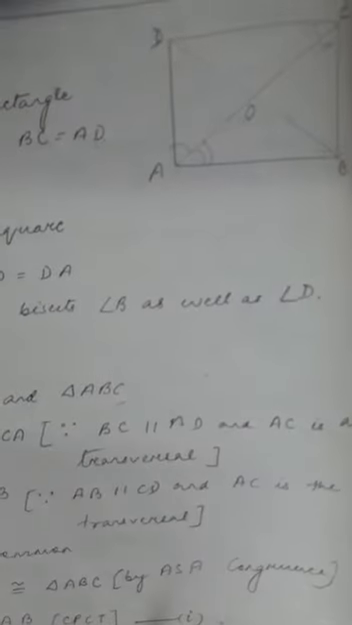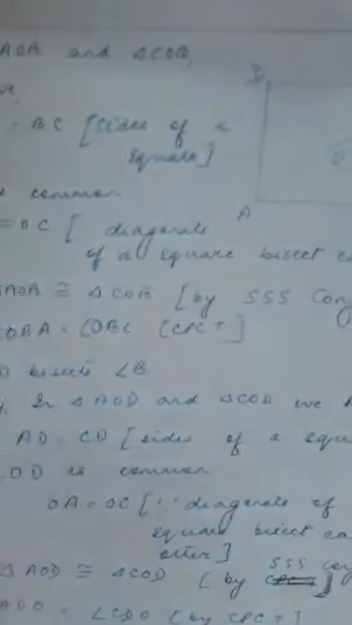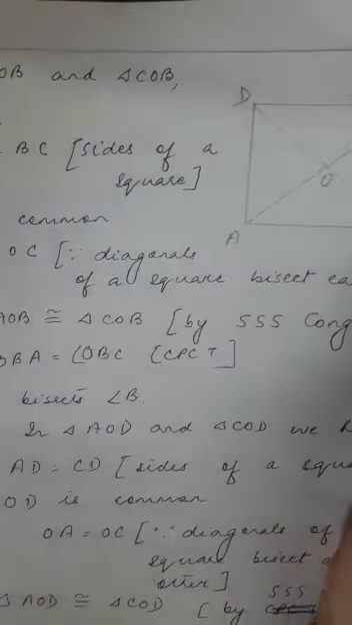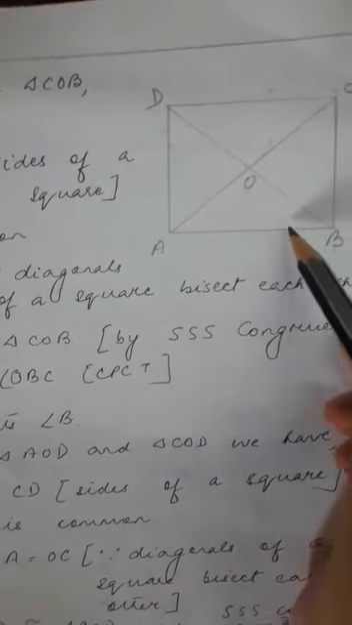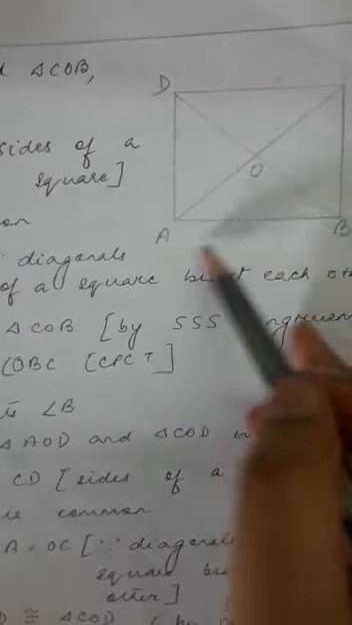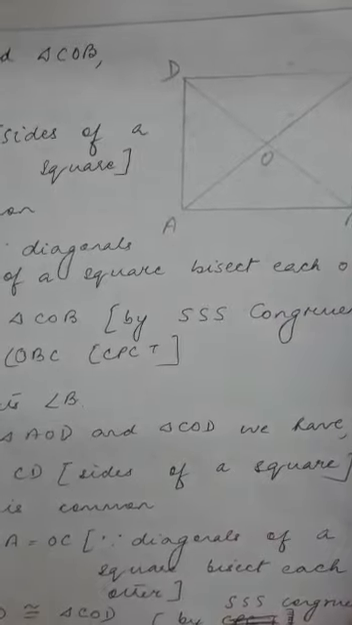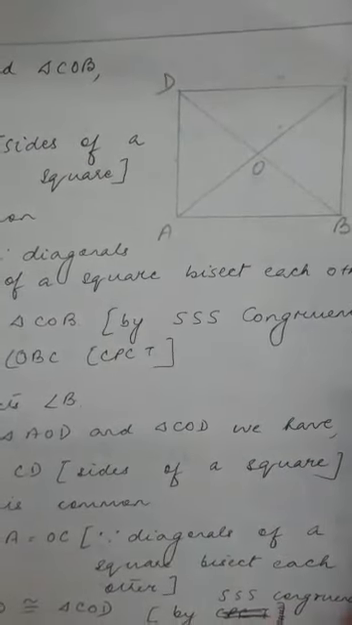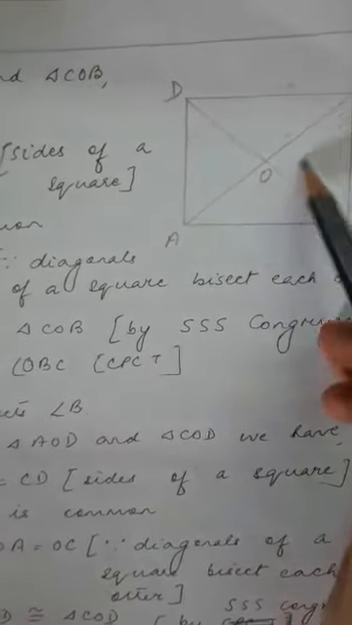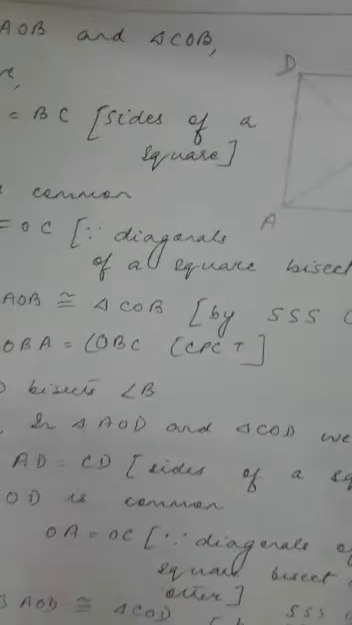Okay, so for the next proof that BD bisects angle B as well as angle D, let us consider the two triangles AOB and COB. From these two triangles, we can say that AB is equal to BC. These are the sides of a square, so these are equal. OB is the common side. Again, OA is equal to OC because diagonals of a square bisect each other.